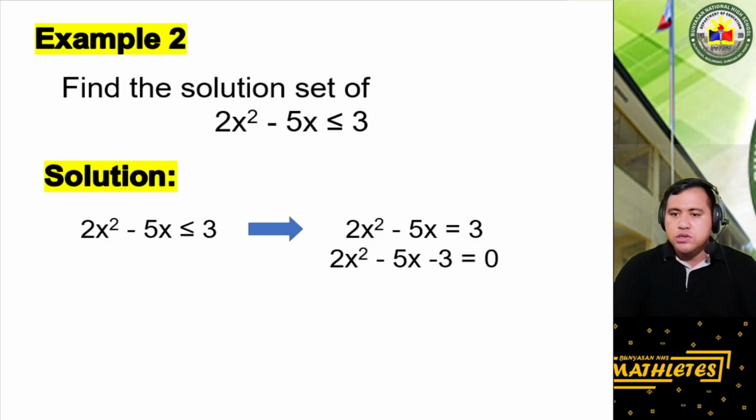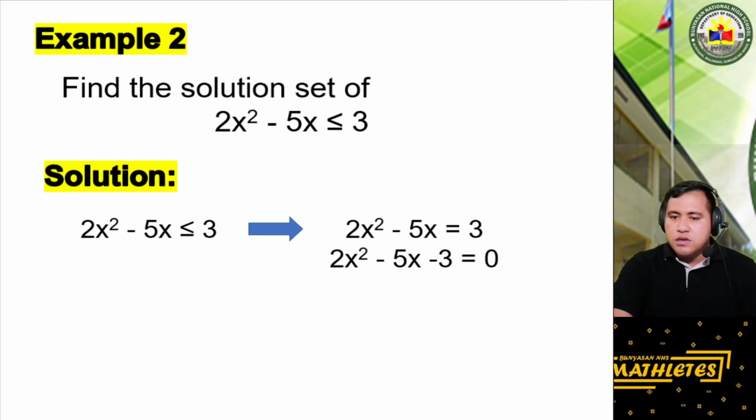Okay, we have the solution. So first, as I've said, you are going to transform or rewrite those inequalities to their corresponding quadratic equation. We have 2x squared minus 5x is less than or equal to 3. We can rewrite that one, or its corresponding quadratic equation is 2x squared minus 5x is equal to 3. Now, since it is already a quadratic equation, we are going to rewrite that one into its standard form in order to perform any method.